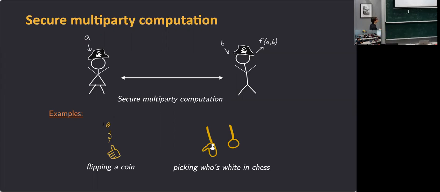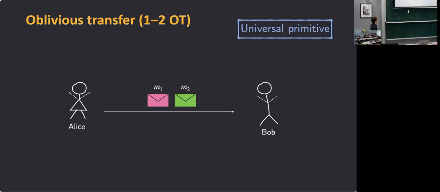And the interesting thing about picking who is white in chess is that it functions in two ways. The first is you do a commitment and a reveal, and then you use this as a primitive to build flipping a coin. But another example of a primitive is Oblivious transfer. What's interesting is it seems a bit arbitrary, but it's actually universal as a primitive for secure multiparty computation, meaning that if it is secure and composable, then it can be used to make any secure multiparty computation secure.